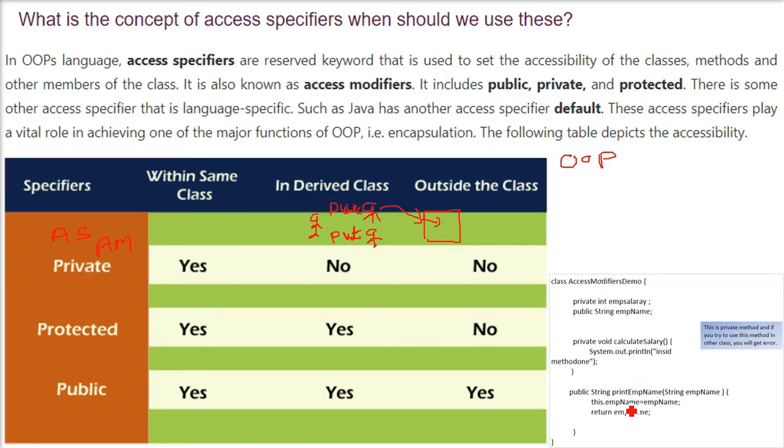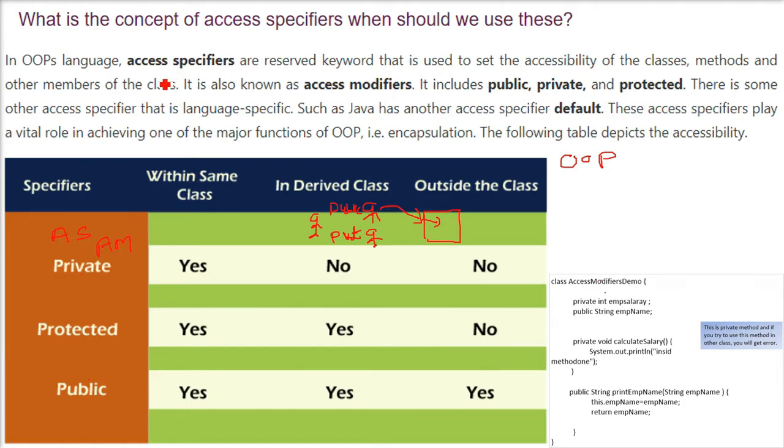There are some other access specifiers, which are language specific. Like in Java, there is another access specifier called default. So I am just talking about this code now. We have private, public, private, public. What does it mean? That is, who can access what?